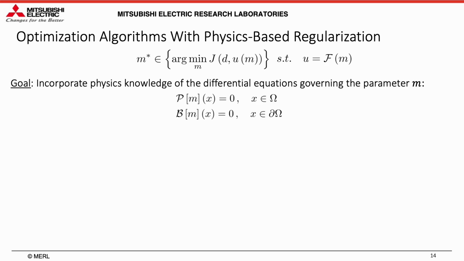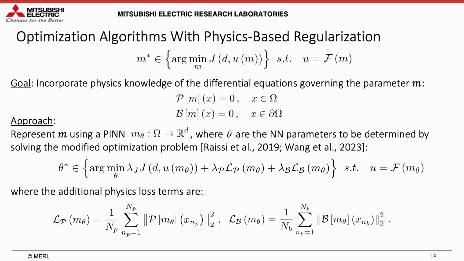But in addition to that, we have additional constraints, which are specifically used to regularize the reconstruction. And here we are using P to represent the differential equations that govern the flow M, as well as boundary conditions represented by B that need to be imposed on the boundary of the volume.